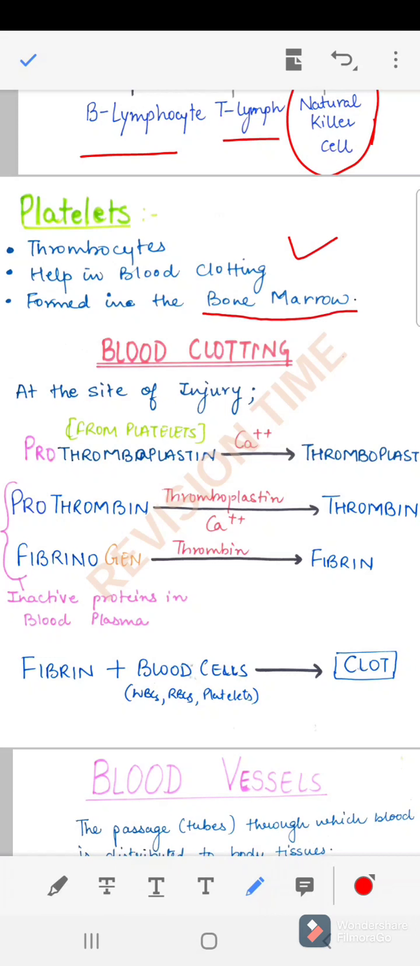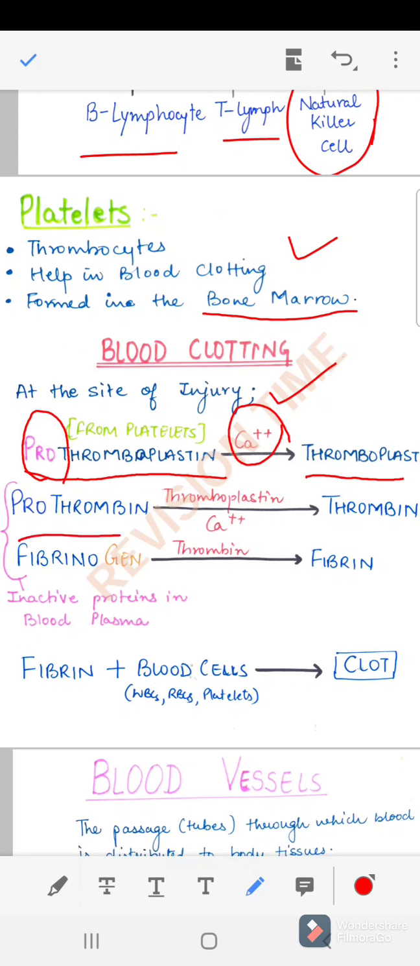So what is blood clotting? Whenever we get injured, we start bleeding. It is because our blood vessels get damaged, and to stop this bleeding is known as blood clotting. So what happens at blood clotting? At the site of injury, from the platelets, we have a protein known as prothromboplastin. It is present in the inactive form, which is activated by the calcium ions and converted to thromboplastin. And this thromboplastin converts the prothrombin to thrombin in the presence of calcium ions.